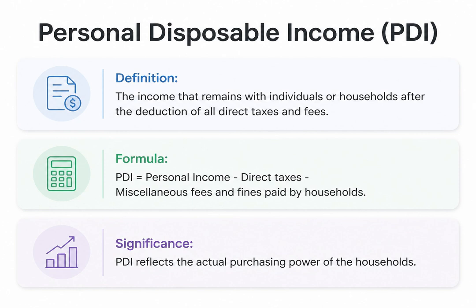While personal income tells us what households receive, personal disposable income tells us what they can actually spend. To find this, we take personal income and subtract direct taxes, like income tax, as well as any miscellaneous fees or fines paid to the government. What is left in your pocket is your personal disposable income. This is a vital metric because it directly reflects the true purchasing power and consumption potential of the citizens.